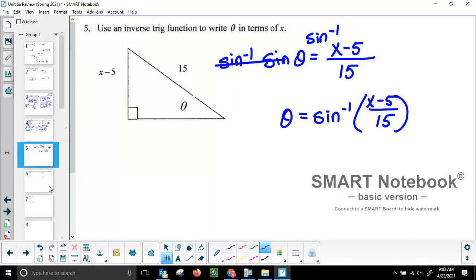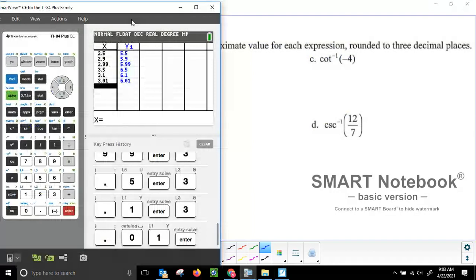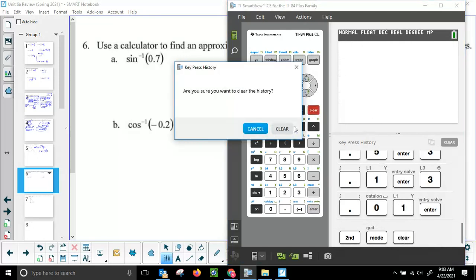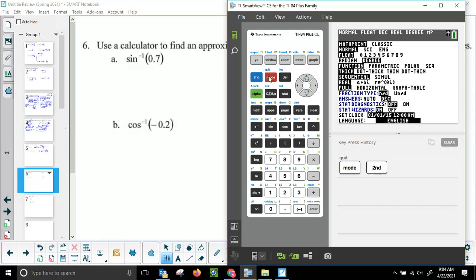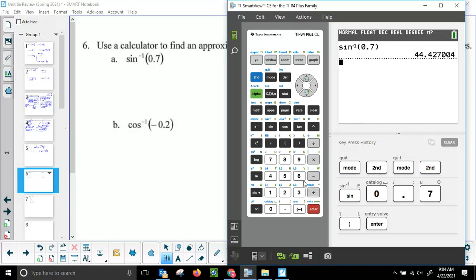Any questions or concerns there? Nope. Sweet. Use a calculator to find an approximate value for each expression rounded to 3 decimal places. So we pull out a handy dandy calculator. Because it doesn't specify what it wants the answer in, degrees or radians, it doesn't matter. I would 100% accept either. In this case, our calculator is already in degrees, so I'll just leave it there. If your calculator was in radians, it wouldn't matter. I would accept both answers. So all I have to do is inverse sine of 0.7. 44.427 degrees.